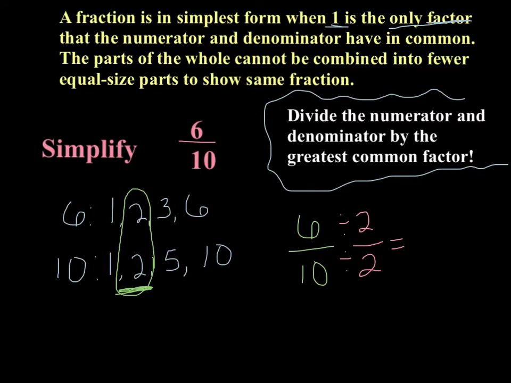And I'm going to say that 6 divided by 2 is 3, and 10 divided by 2 is 5. So now I can say that 6/10 is equivalent to 3/5, and 3/5 is in simplest form because 3 and 5, the only factor that they have in common is the factor 1. So 6/10 is equivalent to 3/5, and 3/5 is in simplest form.